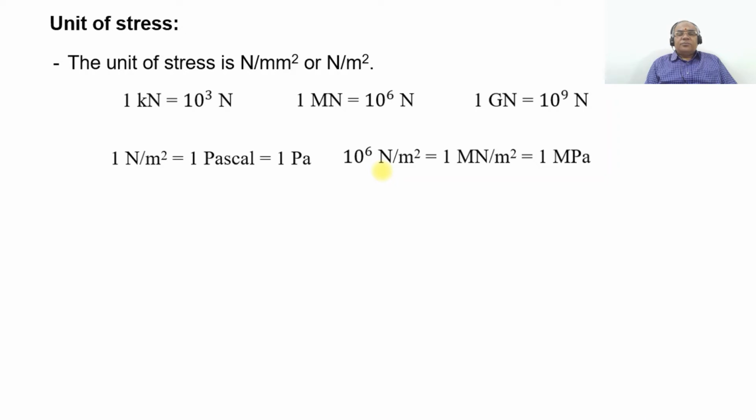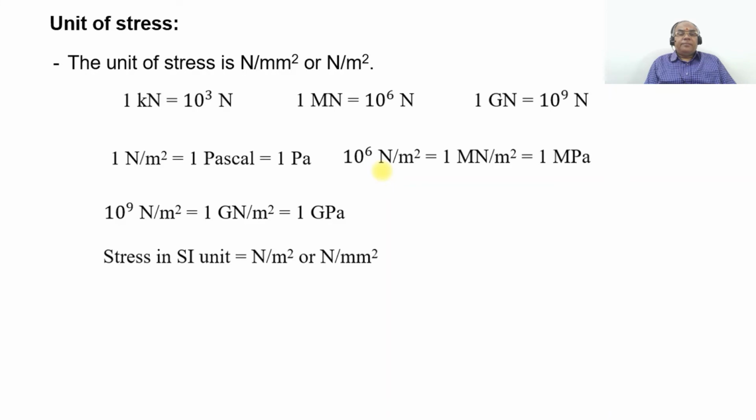So 10 to the power of 6 Newton per meter square, where 10 to the power of 6 is nothing but mega, is 1 meganewton per meter square. 1 Newton per meter square is equal to 1 Pascal. So 10 to the power of 6 Newton per meter square is nothing but 1 MPa. Similarly, 10 to the power of 9 Newton per meter square is nothing but 1 giganewton per meter square, which is 1 GPa.